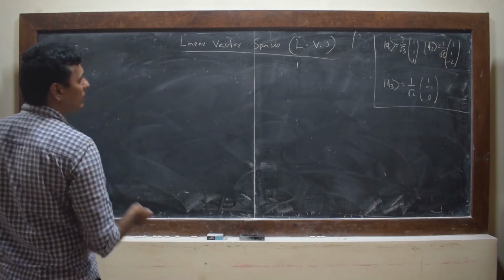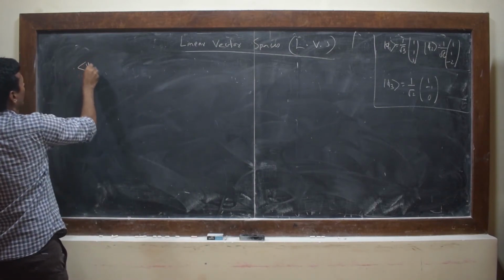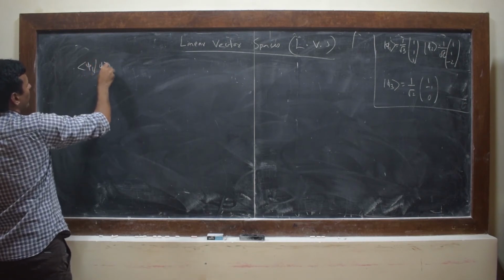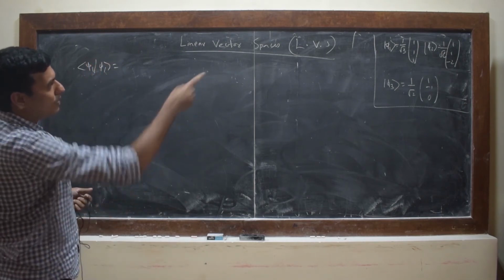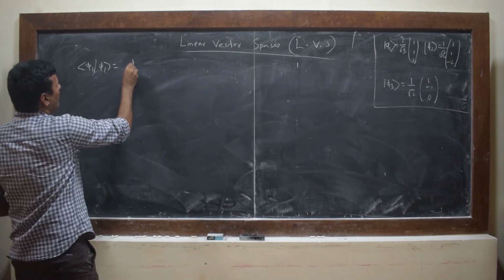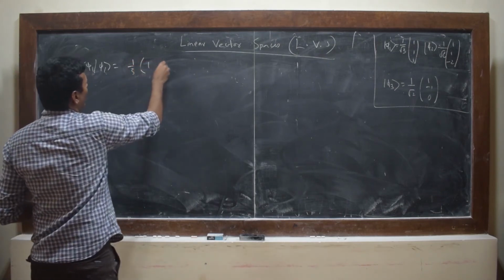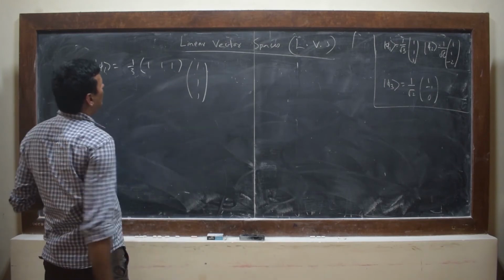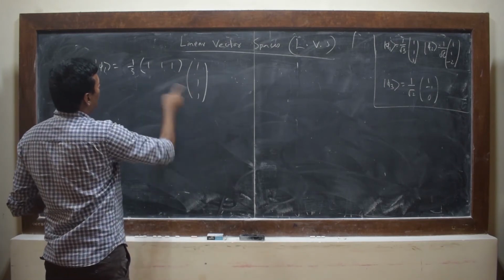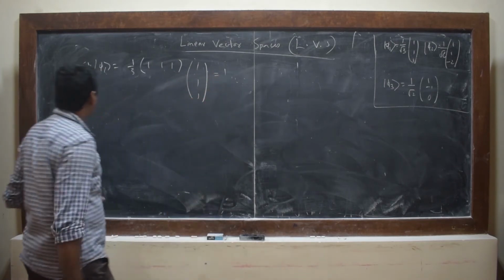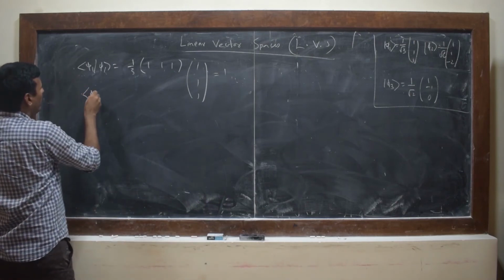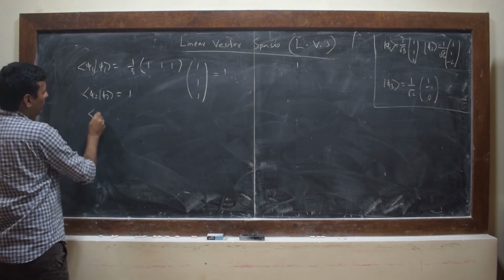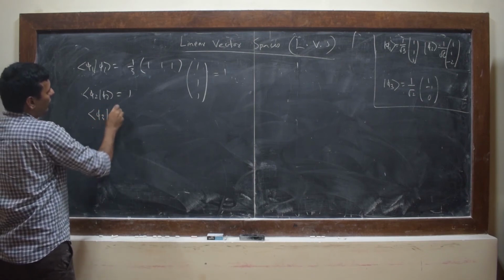Okay, so what is phi 1, phi 2? If you look at phi 1, phi 1, it will be equal to 1 by root 3, 1 by root 3, so it will be 1 by 3, and then you have (1, 1, 1) and then (1, 1, 1). So, if you do this, what will you get? 3 by 3, you will get 1. Okay. Similarly, if you do phi 2, phi 2, again you will get 1. If you do phi 3, phi 3, you will get 1.